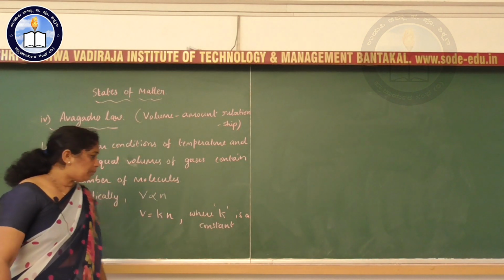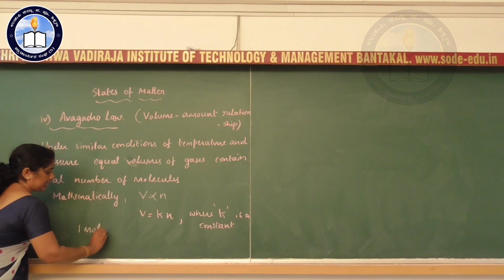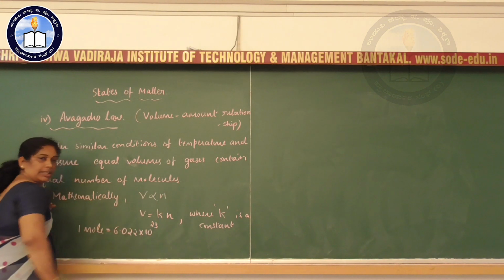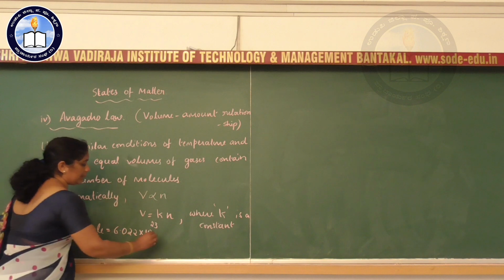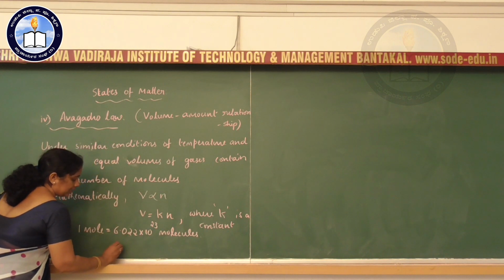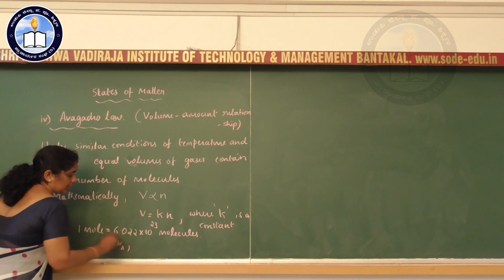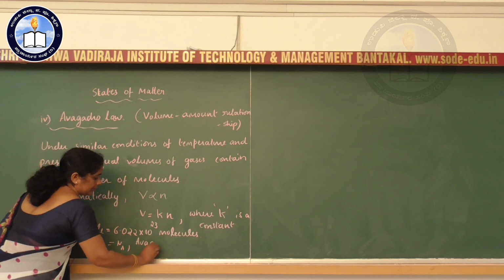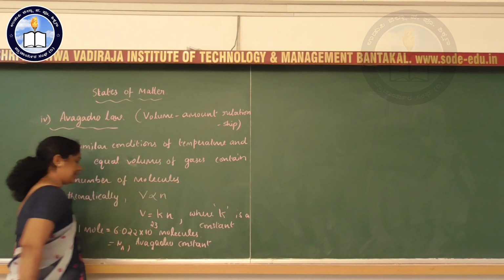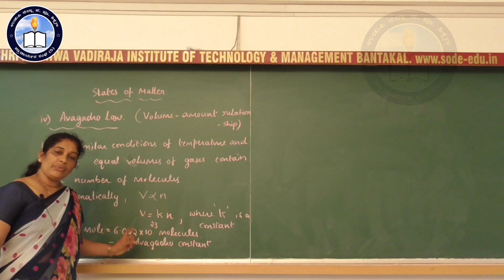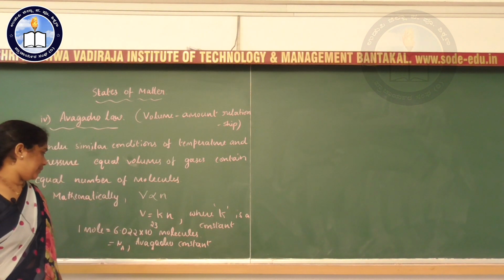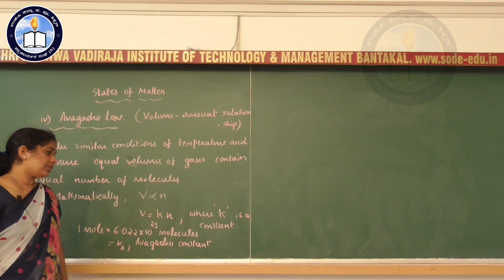We know that 1 mole is nothing but 6.022 into 10 to the power 23 particles. If you take molecules, it may be molecules also. So this number is represented as Na, which is called Avogadro's constant. So we can say that 1 mole of any gas contains 6.022 into 10 to the power 23 molecules. This value is called Avogadro's constant.